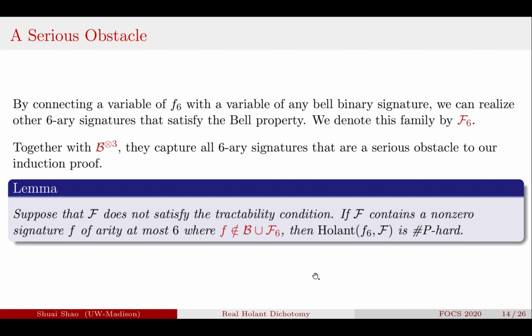So we have this lemma. Suppose that the signature set script F does not satisfy the tractability condition, and we also suppose that it contains a non-zero signature of arity at most 6. Then, if this signature, small f, is not a tensor product of biobinaries, and also if it's not in this family script F sub 6, then the Holant problem specified by small f together with this signature set script F is sharp-P-hard.